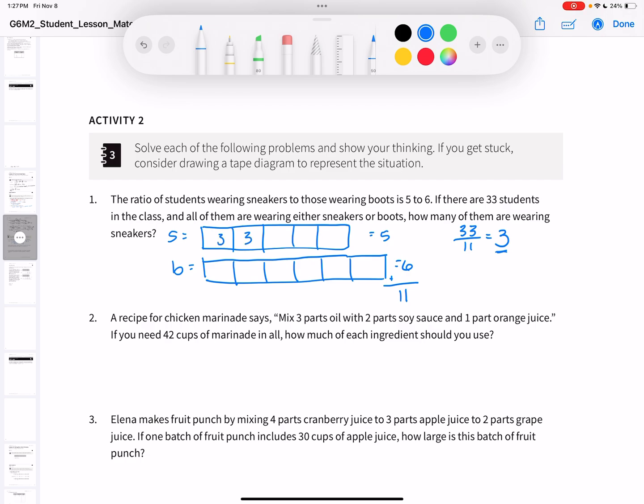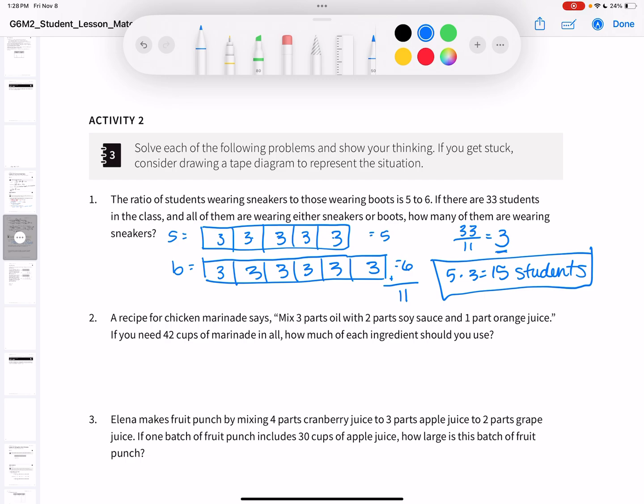3, 3, 3, 3, 3, 3, 3, 3, 3, 3, 3. Okay, so how many of them are wearing sneakers? Well, 1, 2, 3, 4, 5 times 3. 5 times 3 gets us 15. So 15 students are wearing sneakers.